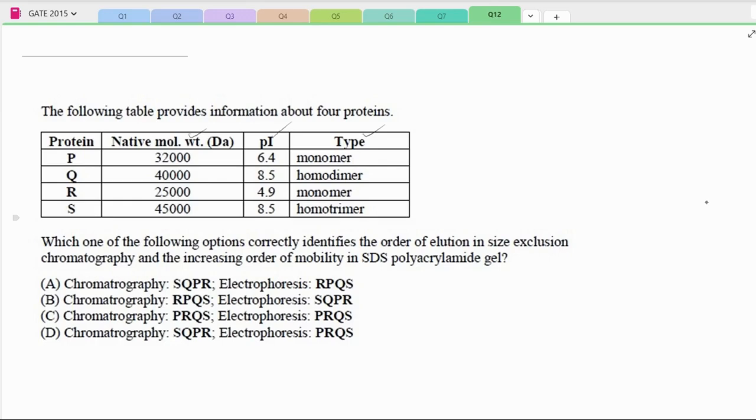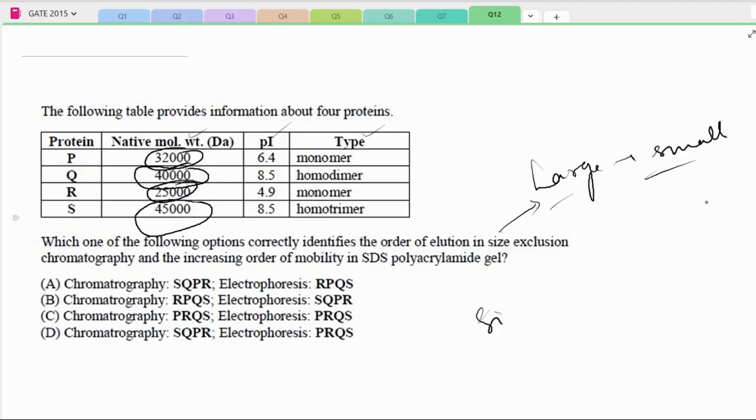So basically, let's first look at size exclusion chromatography. So in size exclusion chromatography, the order of elution is from large to small. So the large proteins will elute first, followed by the smaller ones. And it is based on the native molecular weight because you don't do any denaturation in size exclusion chromatography. So in that case, if you look at this, the S has the highest molecular weight, so S comes out first, and then it is Q, which has the next highest molecular weight, and then it is P, which has the next higher molecular weight, followed by R.